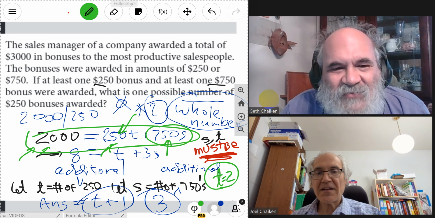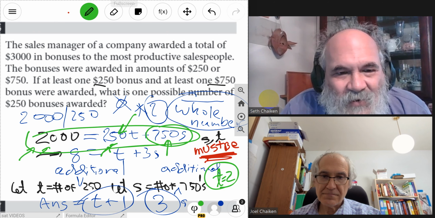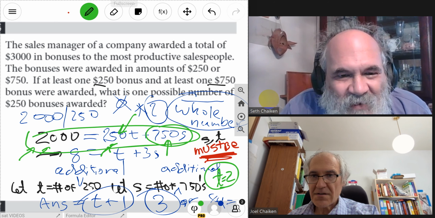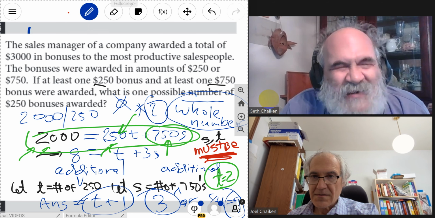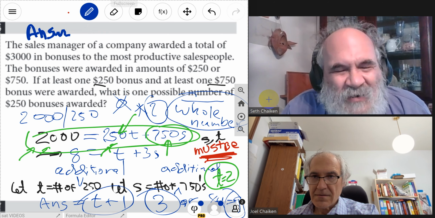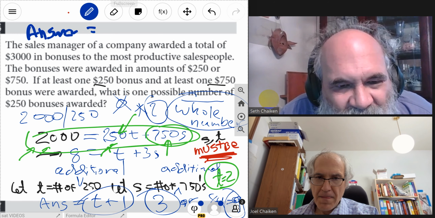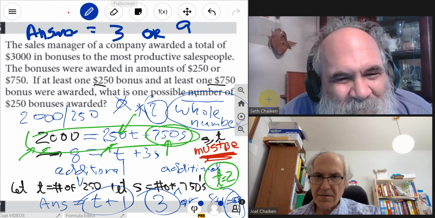Yeah, you're right. So another answer is T is 8. So we have to add 1. Don't forget to add the 1. So the final answer is 8 plus 1 equals 9. So this is a case where you write in an answer, and there are multiple correct answers. S could be 0.